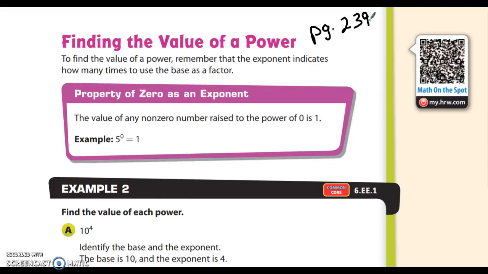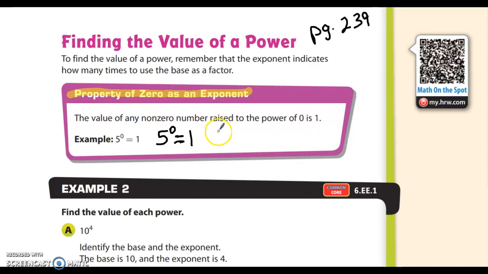To find the value of a power, remember that the exponent indicates how many times to use the base as a factor. But the property we're going to talk about first is the property of zero as an exponent. The value of any non-zero number raised to the power of 0 is equal to 1. For example, 5 raised to the 0 power, the answer is 1.